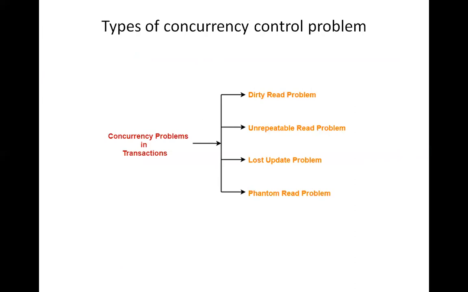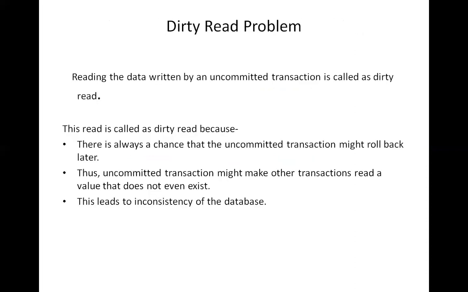Types of concurrency control problem. There are mainly four types of concurrency control problem: dirty read problem, unrepeatable read problem, lost update problem, and phantom read problem. Now, what is dirty read problem?